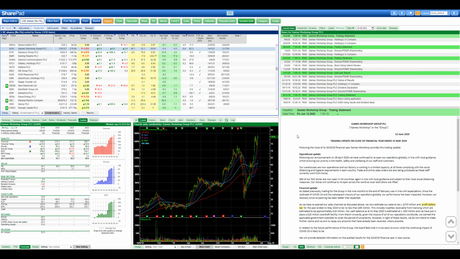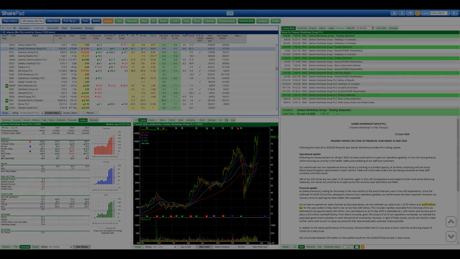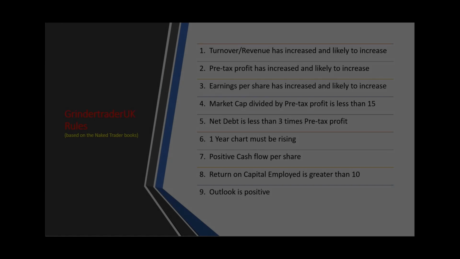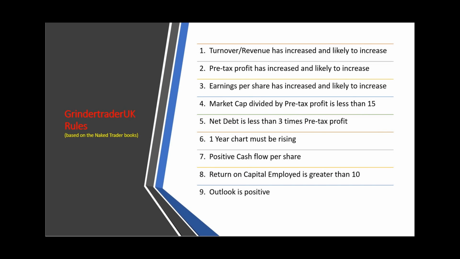Okay, so back onto SharePad. Let's have a quick overview before we go into setting up SharePad. Let's just have a look at how and why I've got it set up the way I have. Okay, let's first of all look at my strategy. So what is my strategy?